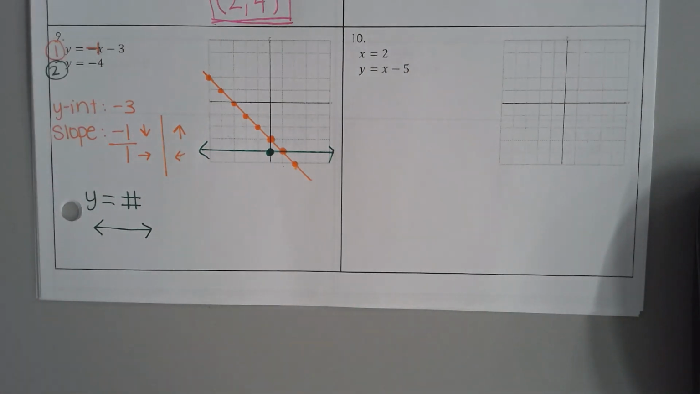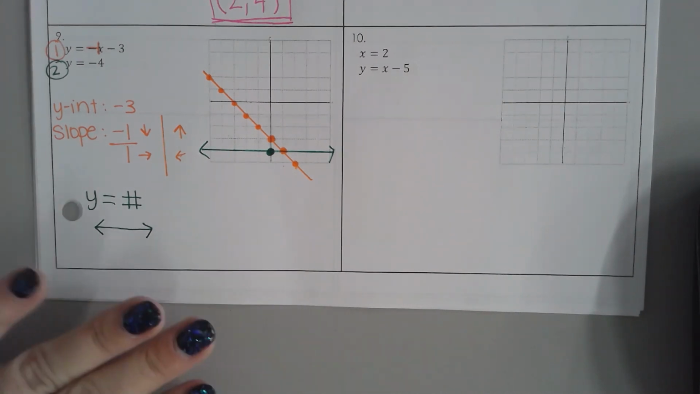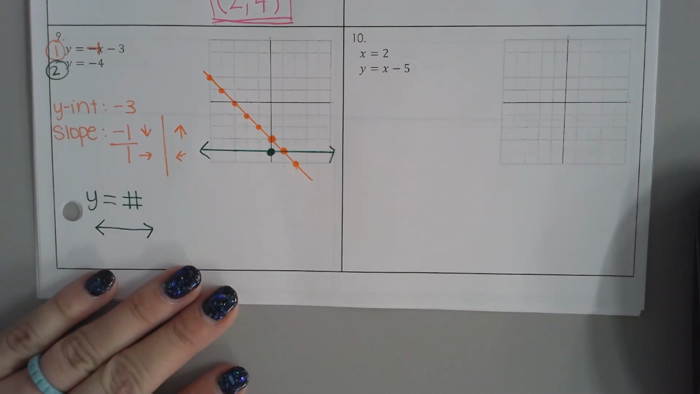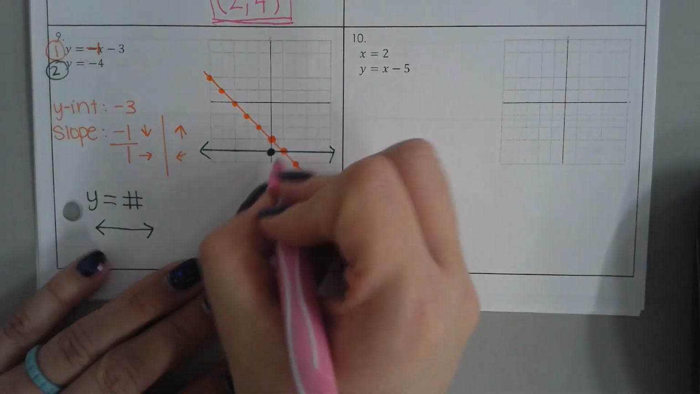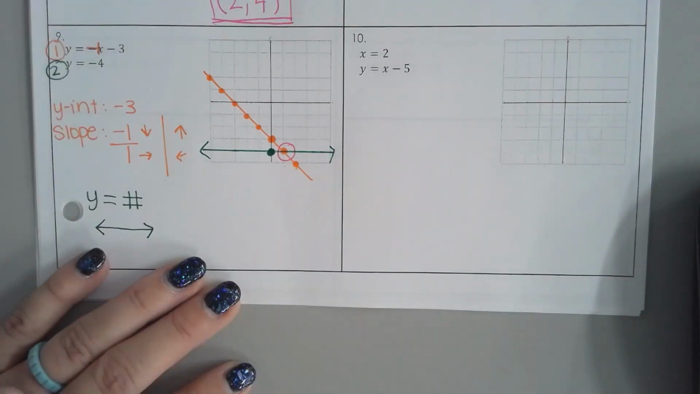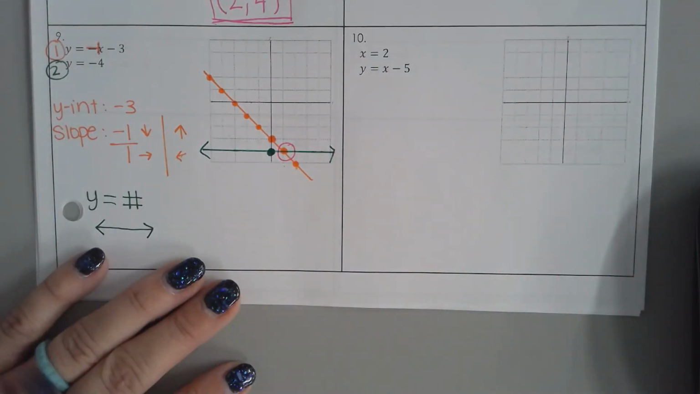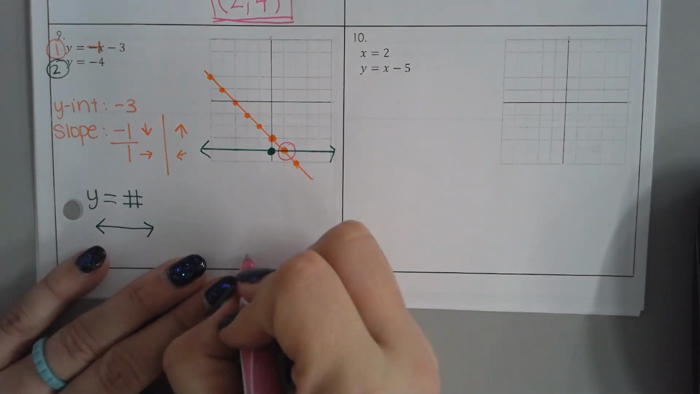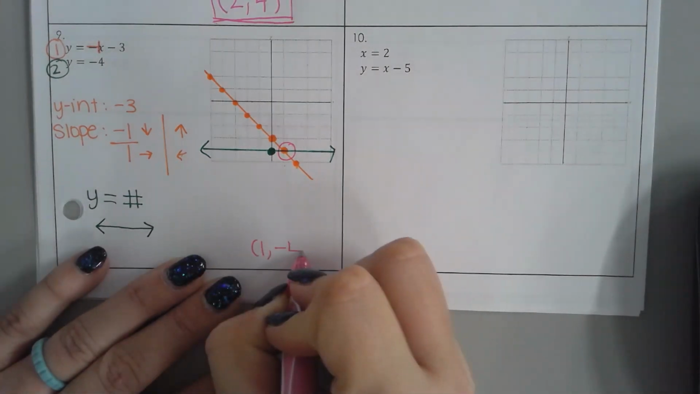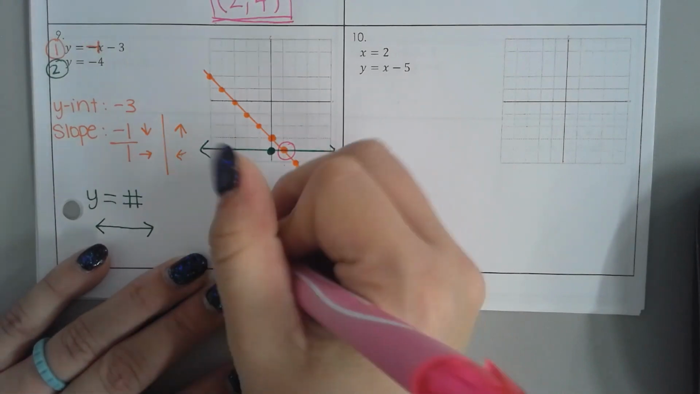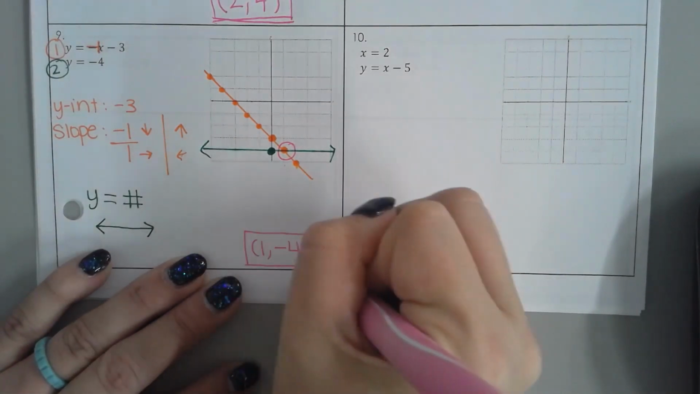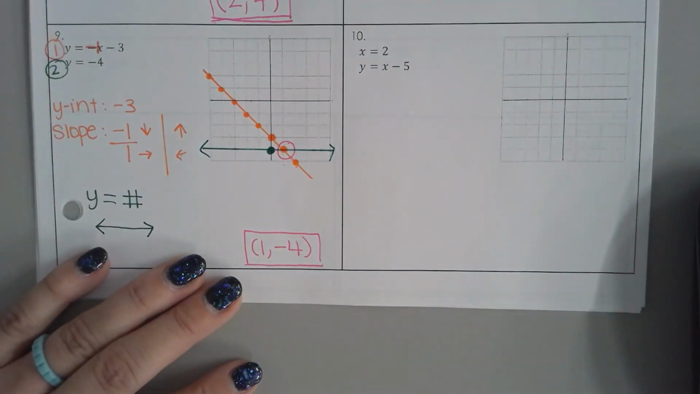All right. So where do those two lines cross? What point? Very close. It would be 1, -4, because that was below the y-axis. That's the point 1, -4.